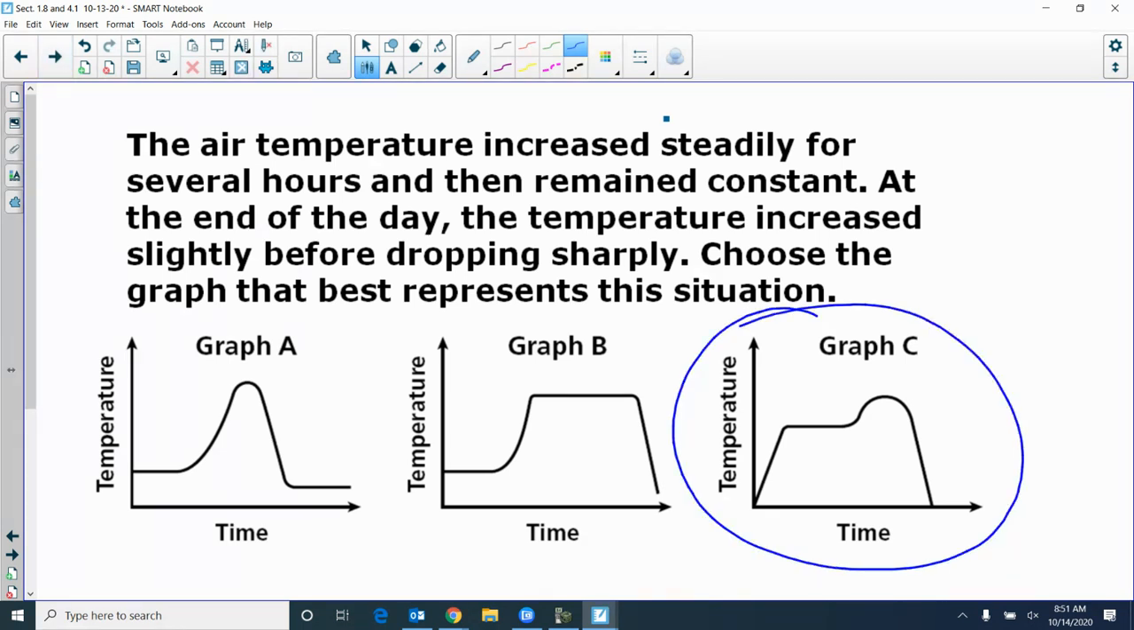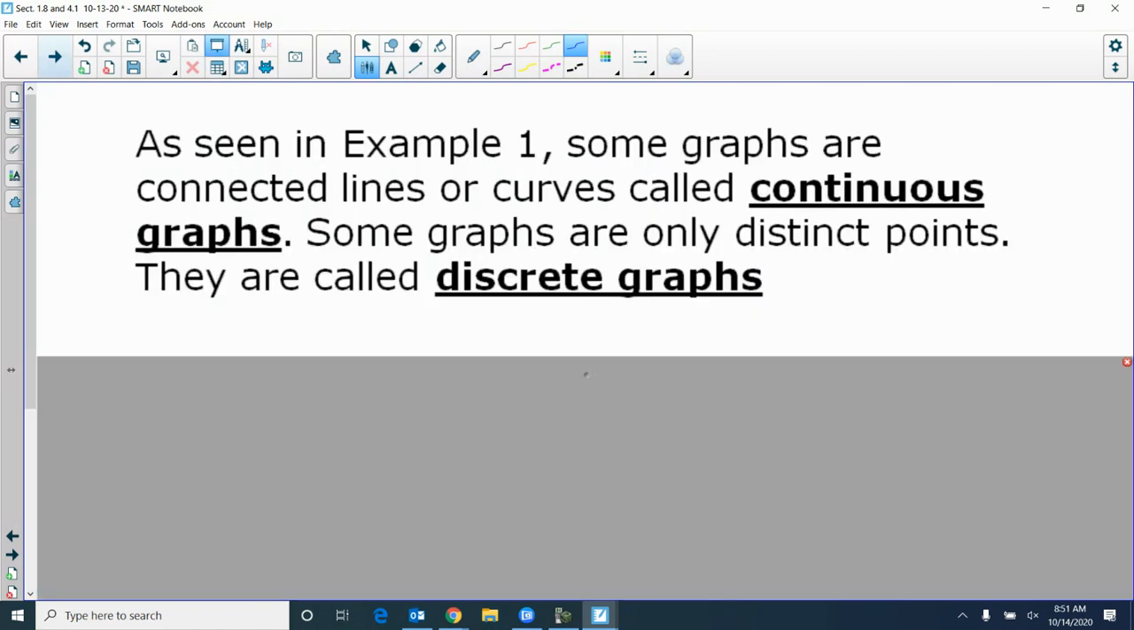Typically, increase steadily would mean a line going up, not jagged or all over the place. And these two right there discount themselves because this would be steady from the beginning. So usually you can figure out what doesn't work as well as figure out what does work.